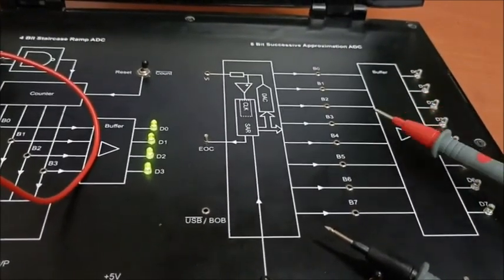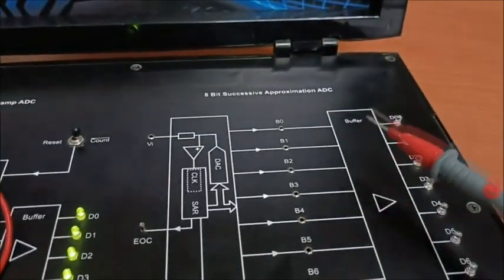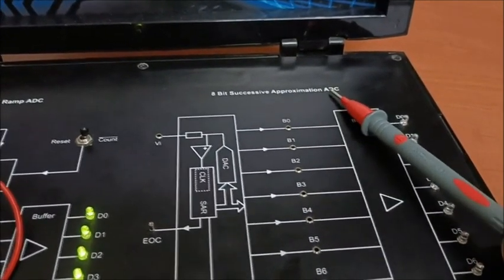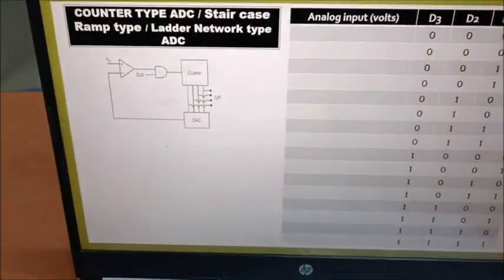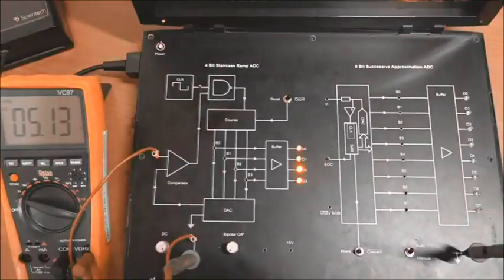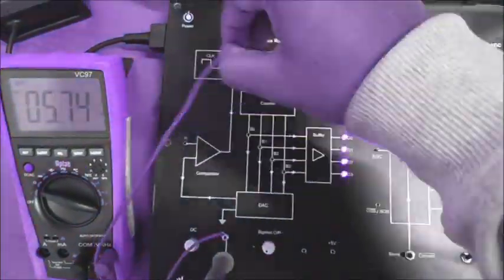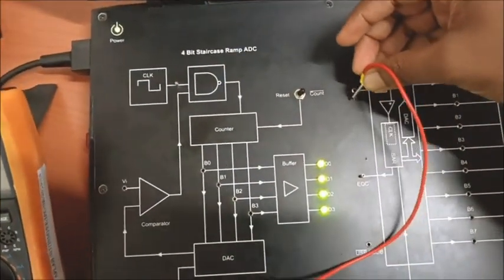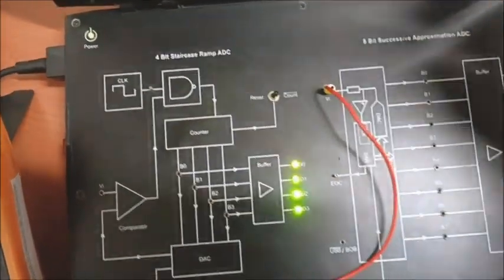Means to reduce the conversion time or to increase the speed of operation, we are switching to this advanced version, means 8-bit successive approximation ADC. So we can take corresponding readings of this counter type ADC and SAR type ADC. So we will supply this input now to this 8-bit SAR type ADC.